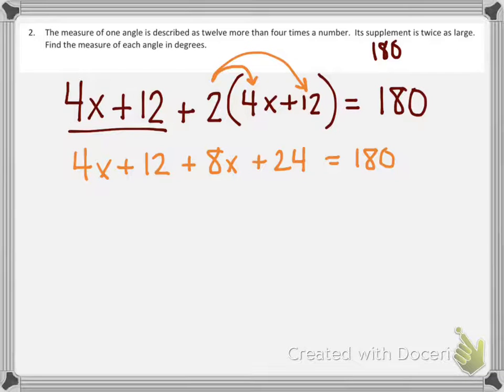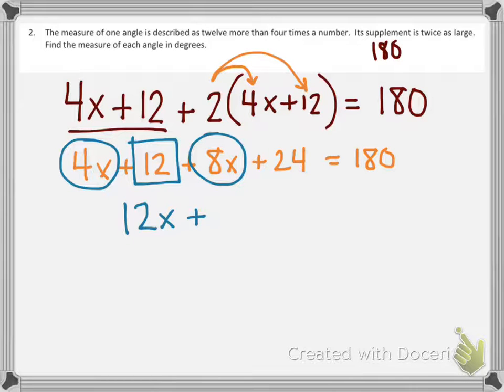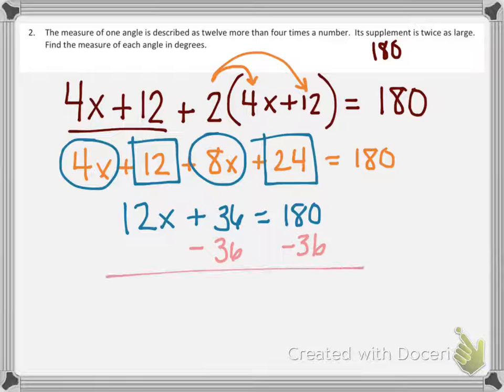Then I can combine like terms, and I have 4x plus 8x, that's 12x, plus here is a positive 12 and a positive 24. Add those together, I get 36. That's equal to 180. And now we can isolate the variable. So in order to do that, I'm going to undo addition with subtraction. Okay, and when we do that, we get 12x equals 180 minus 36 would be 144.